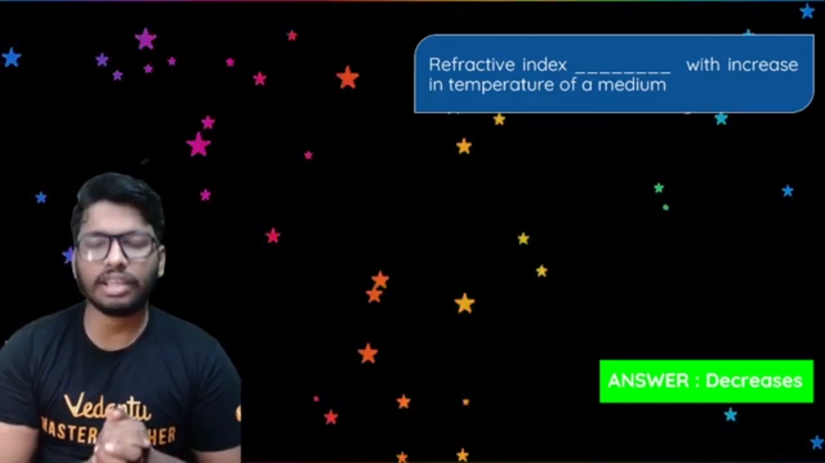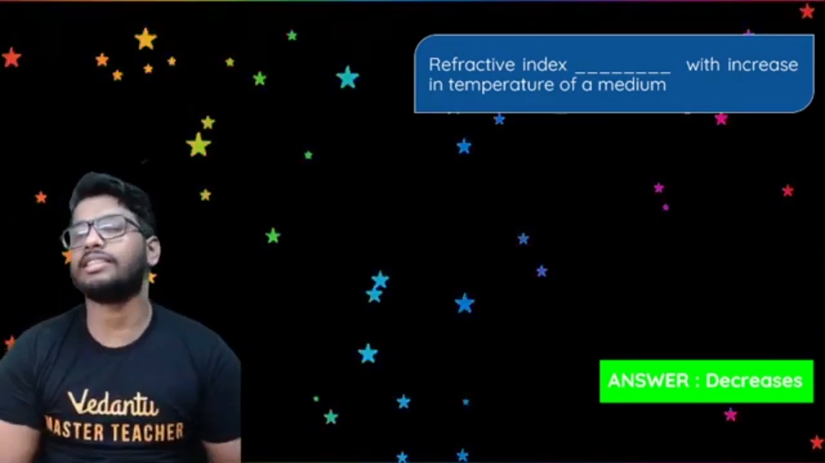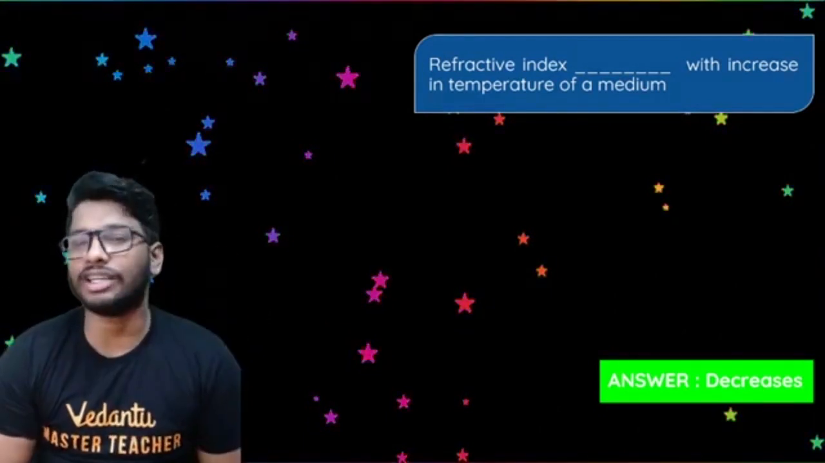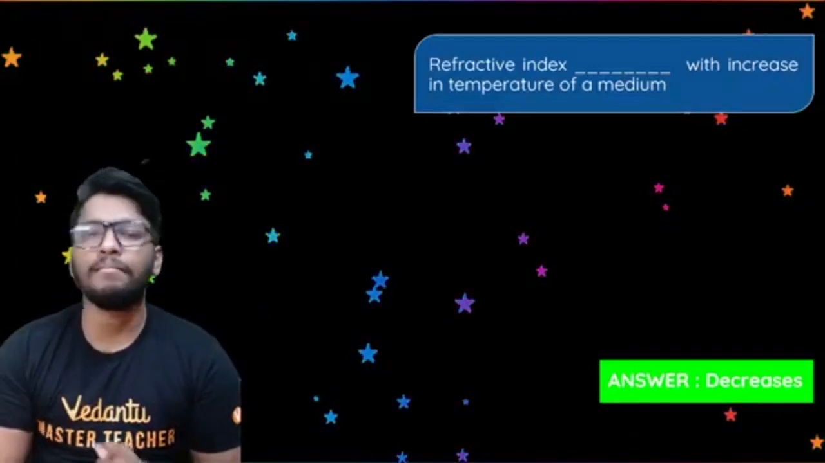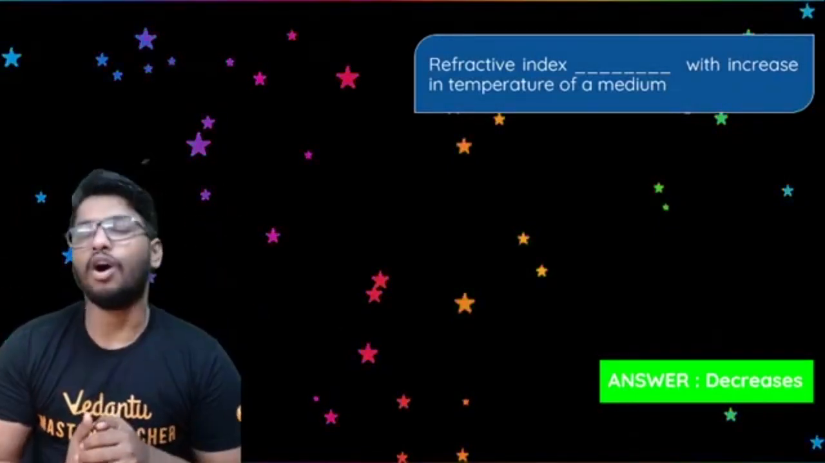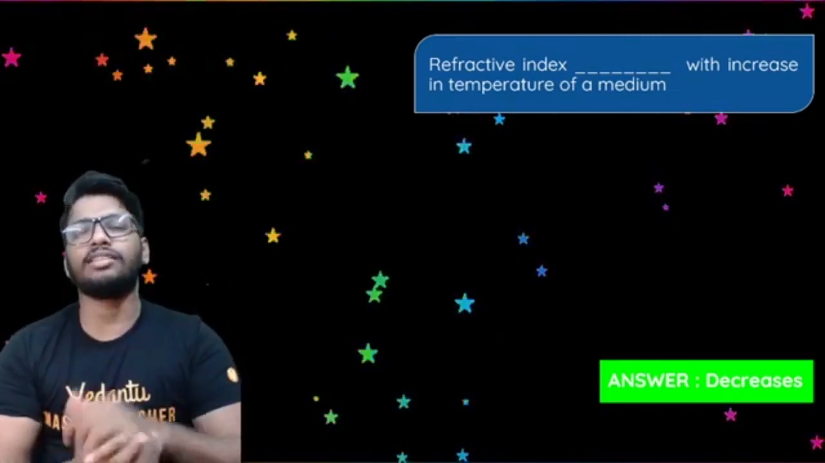I've told you this: if the temperature of the medium increases, then the speed of light increases. So the refractive index actually decreases because the speed of light is increasing. The refractive index actually decreases. It's inversely proportional. So if temperature increases, refractive index is going down, or is decreasing. So that is the answer, guys. Well done to all those guys who gave the right answer. Keep up the good work.